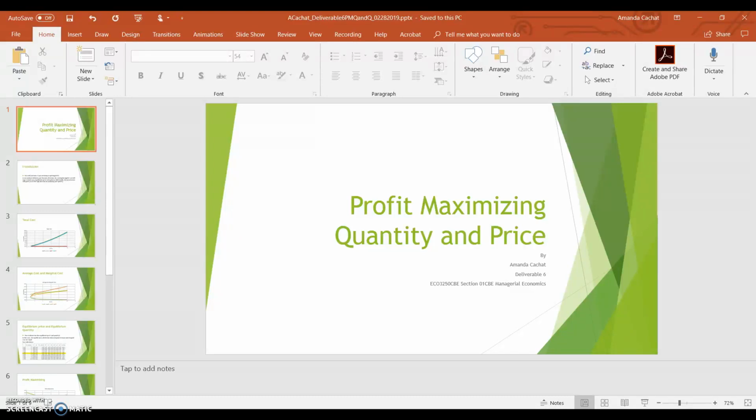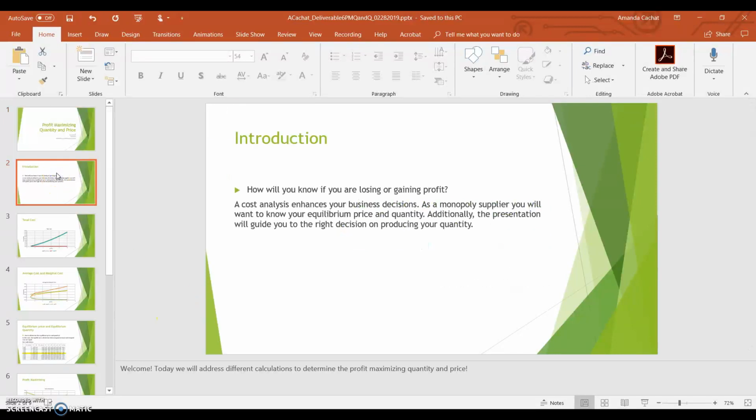So today we're going to talk about profit, maximizing quantity, and price. Introduction. How will you know if you're losing or gaining profit? A cost analysis enhances your business decision.